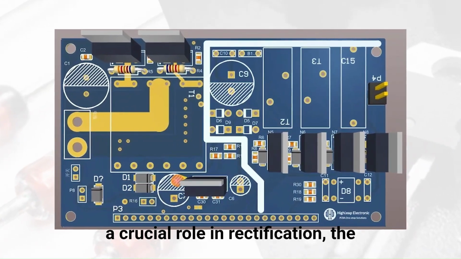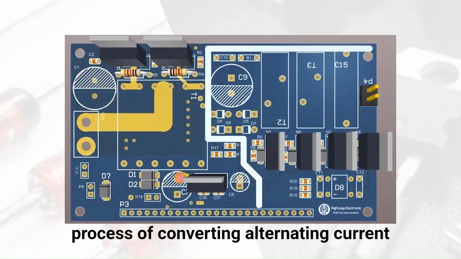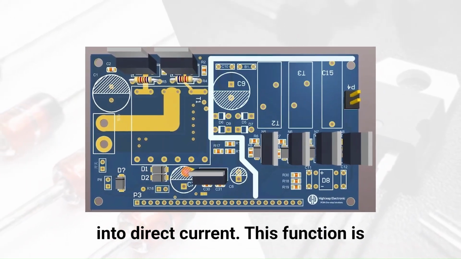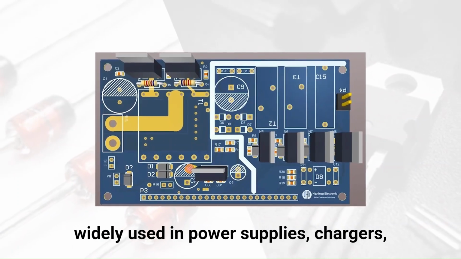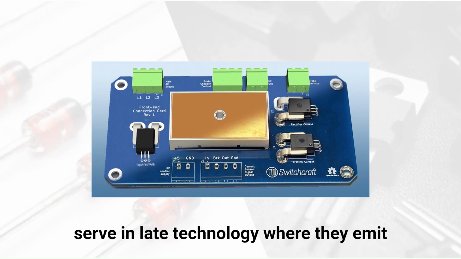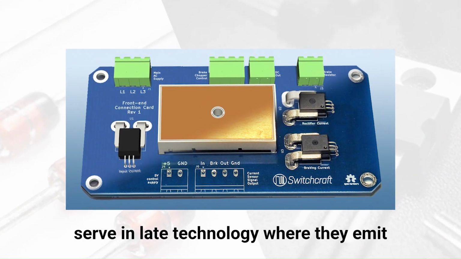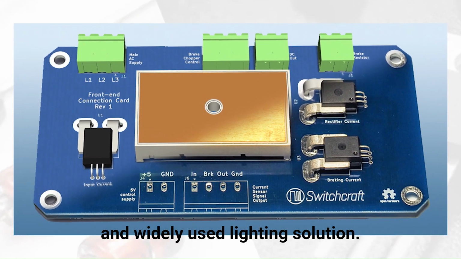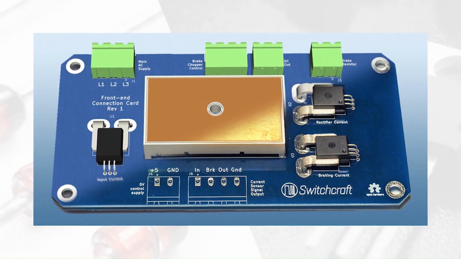Diodes play a crucial role in rectification, the process of converting alternating current into direct current. This function is widely used in power supplies, chargers, and electronic circuits. They also serve in LED technology, where they emit light when an electric current passes through them, making LEDs an efficient and widely used lighting solution.